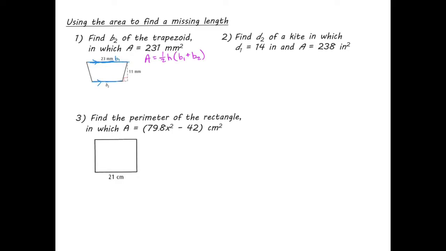And the height is the segment that runs perpendicular. So that 11 will be our height. Now that I know that, let's plug in all the stuff that we know. Well, this one tells us that the area is 231 squared millimeters. So I'll replace A with 231. I'll replace H with 11, base 1 with 23, and base 2, I won't replace you because I don't know you.